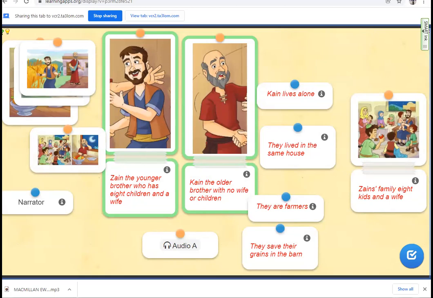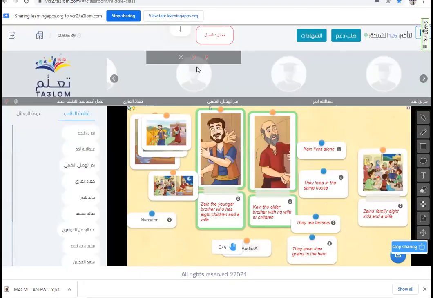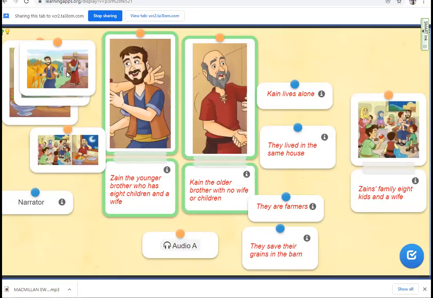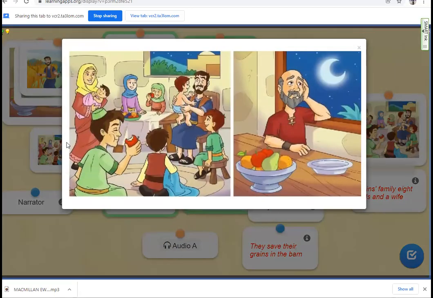Anyone else? I want more students. Yes, Badr. Where do they live? Do they live in one house or in separate houses? One house, but everyone of course lives alone, because Zayn has a wife and children, but Cain lives alone, poor man, with no wife or kids.